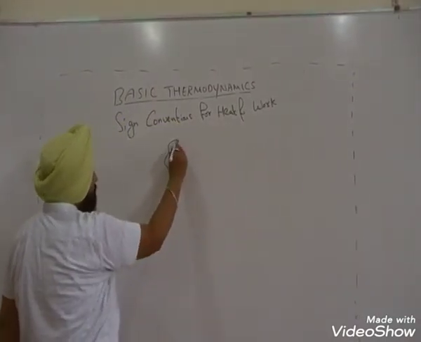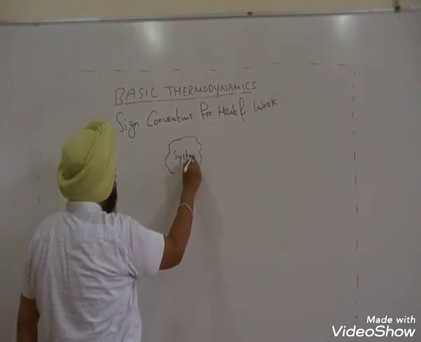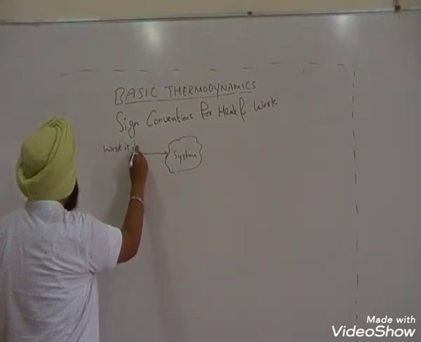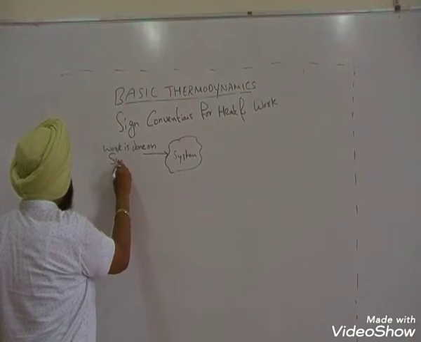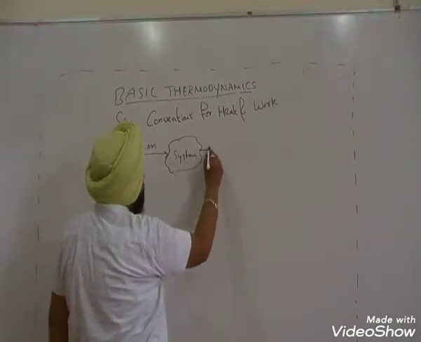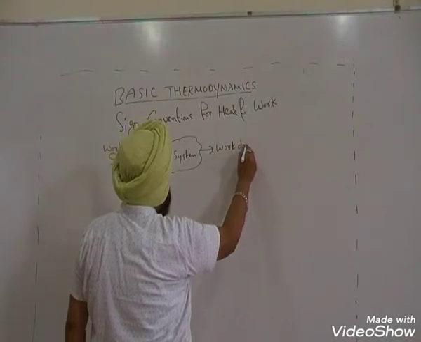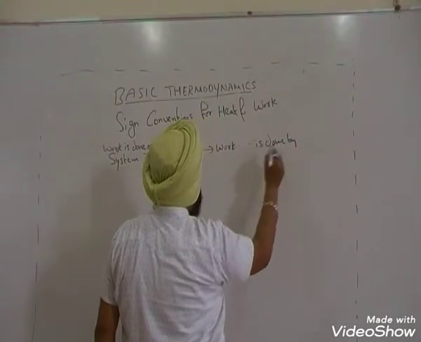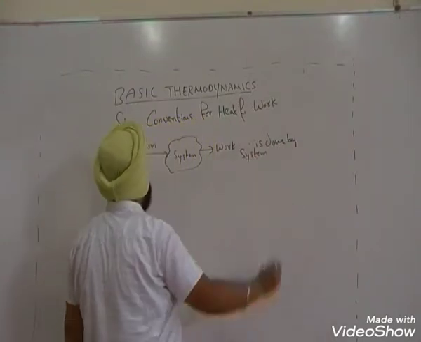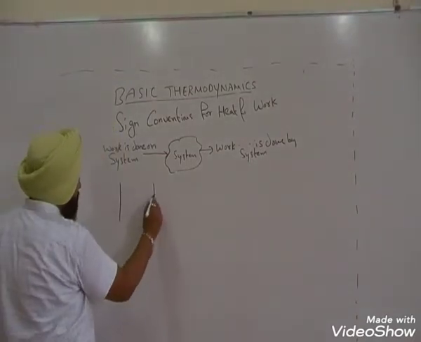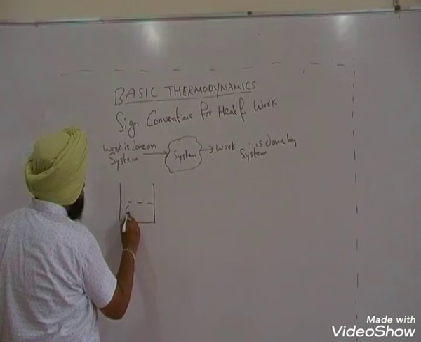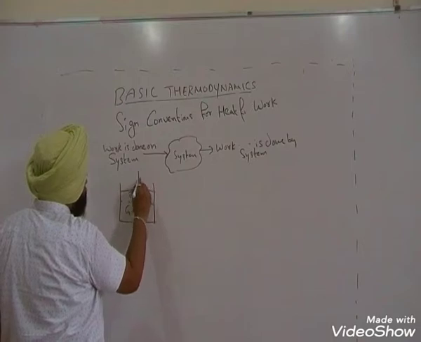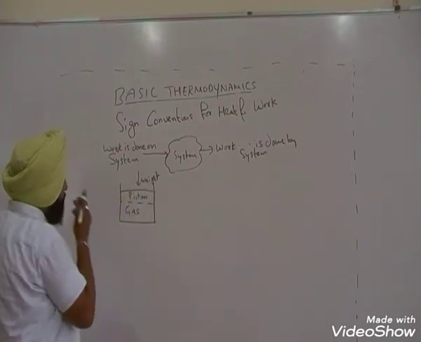Suppose this is a system. Work is done on the system, or work is done by the system. Let's take an example: a piston with a weight acting above it, and you are heating the gas.